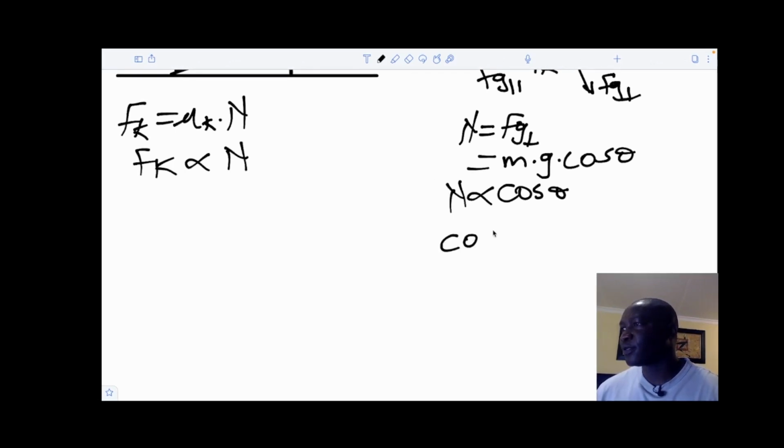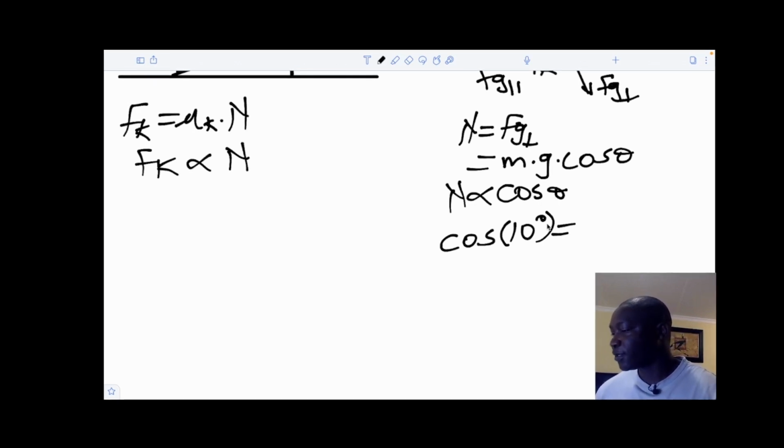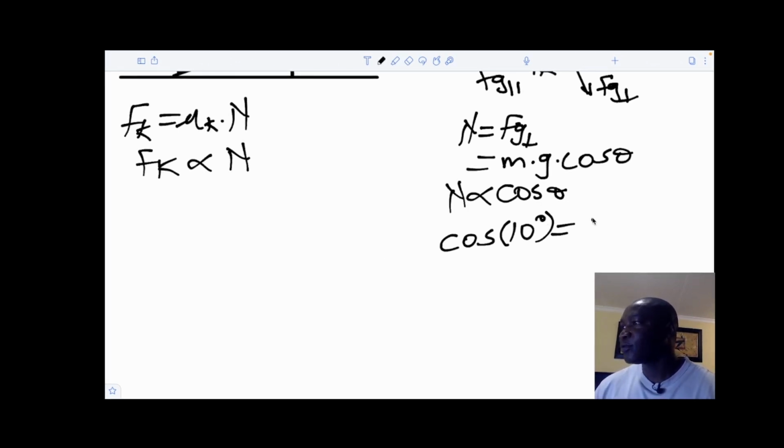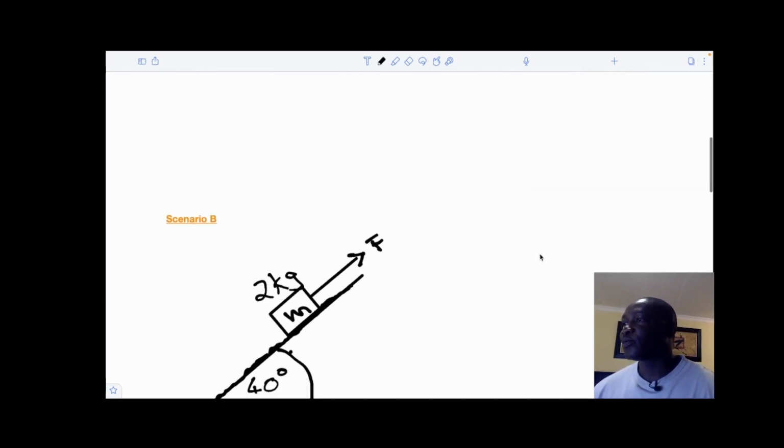So the cos of theta, in this particular case, is the cos of 10 degrees. You use your calculator. Cos of 10 degrees will give you 0.98. So you have your 0.98. Now we look at scenario 2.